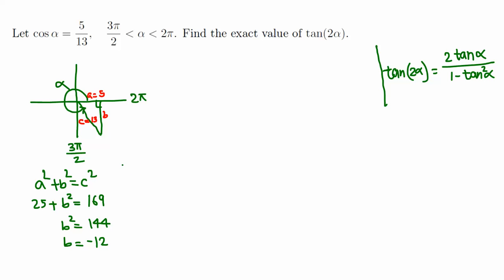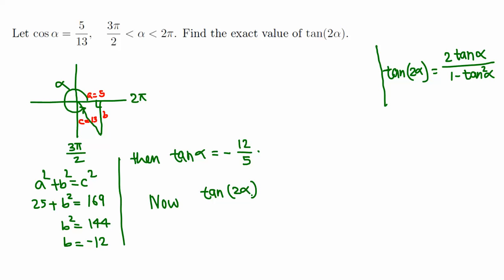Then we needed tangent alpha to determine tangent 2 alpha, so let's find tangent. Tangent is opposite over adjacent, b over a. B is negative 12, so we put the negative in the front, negative 12 over 5. And finally now we want to find the exact value of tangent 2 alpha.